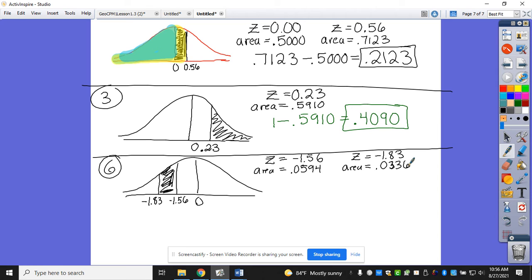And some of you hopefully are a thought process ahead of me there. When I do my first one, this much is 0.0594. Do I shade more or do I subtract to just get the shaded? Subtract. So 0.0594 minus 0.0336, which gives me what? 0.0258.